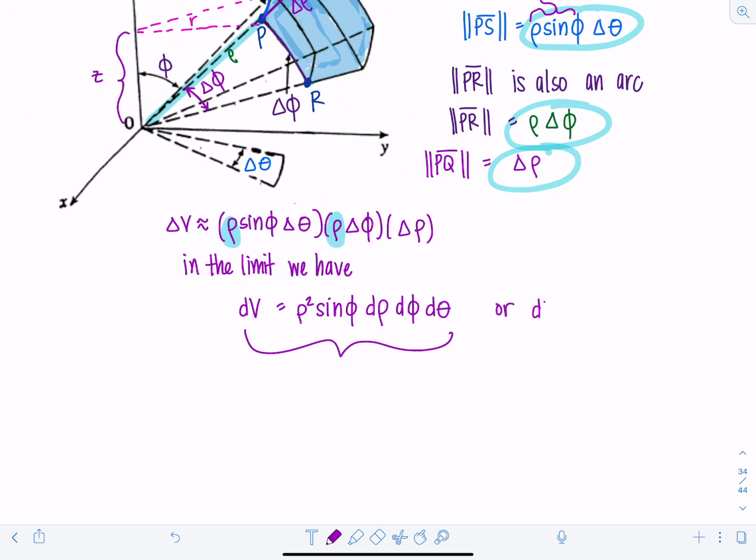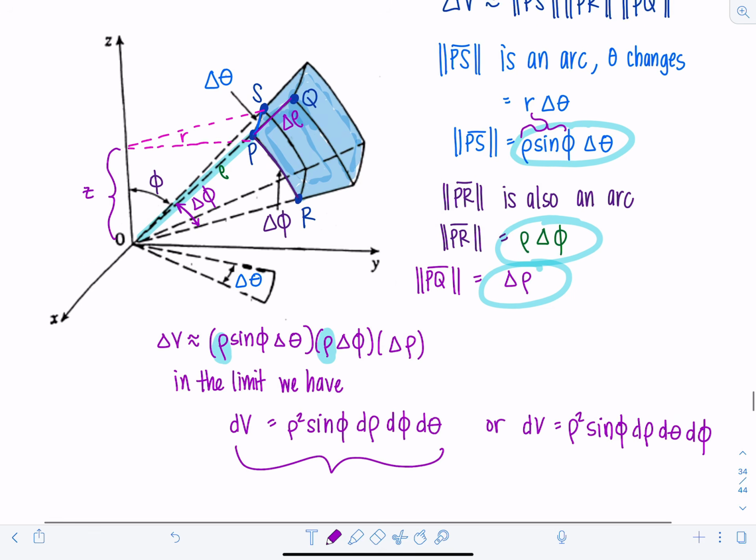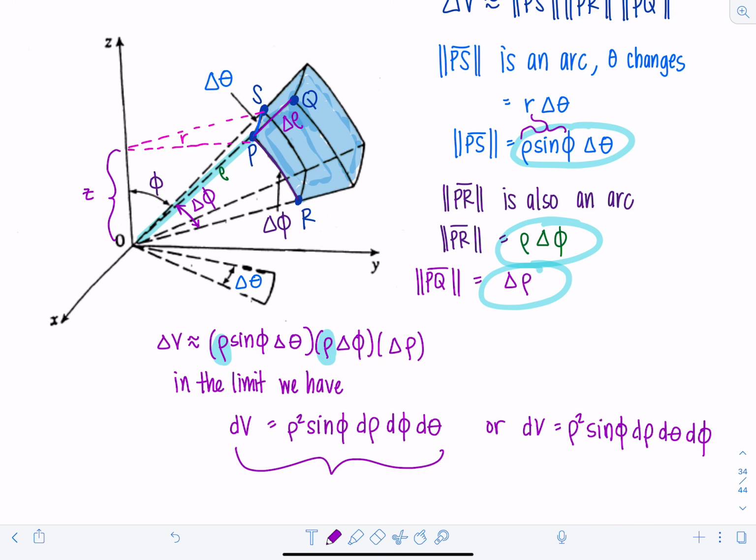Or sometimes we'll do dV equals rho squared sine phi, don't forget that. And then you have d rho, d theta, d phi. But usually it's the angles that are on the very outside, okay? Yeah, so just like in cylindrical, you had to add that extra r. Now you have to add a rho squared sine phi. So fancy, right? But hopefully you see why it's not just arbitrary. When we get to the next video, you'll really believe it in your heart of hearts.